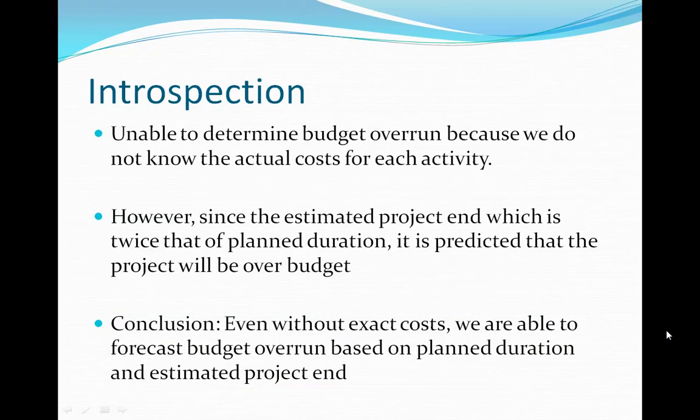In order to solve for budget overrun, we would have to know the actual cost for each activity, but this information is not available. However, based on the fact that the estimated project end is twice the number of weeks of the planned duration, we can forecast that this project will be over budget. Therefore, the take-home lesson is that even without specific numbers for cost and budget, it is still possible to calculate the rate of performance and to forecast budget overrun based on planned duration and estimated project end.